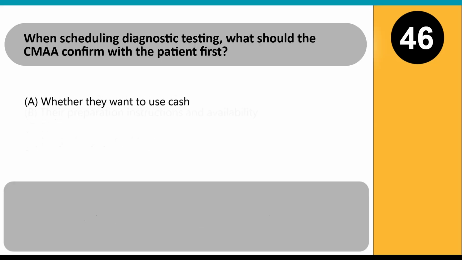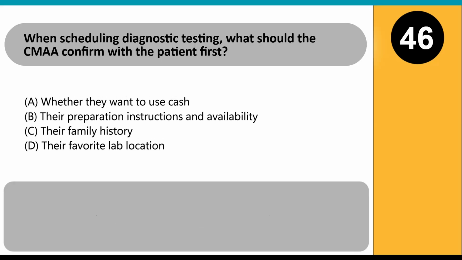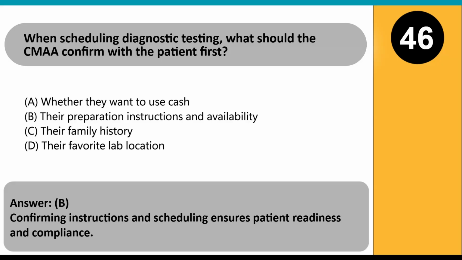When scheduling diagnostic testing, what should the CMAA confirm with the patient first? A. Whether they want to use cash. B. Their preparation instructions and availability. C. Their family history. D. Their favorite lab location. Answer: B. Confirming instructions and scheduling ensures patient readiness and compliance.